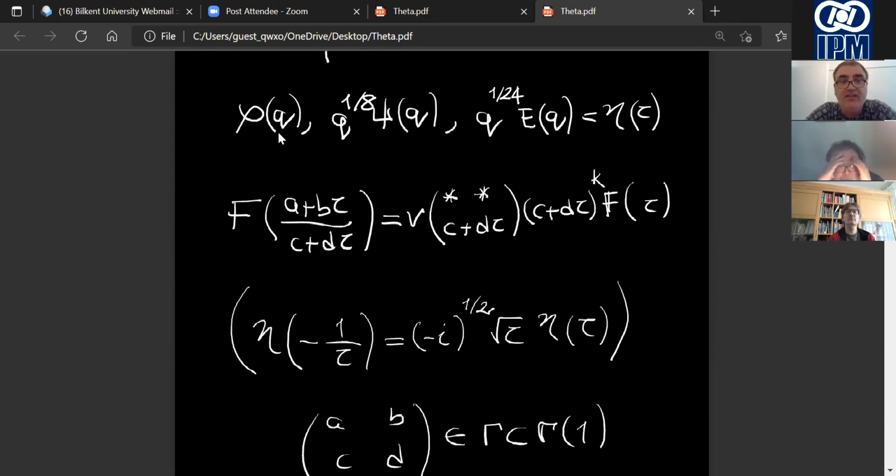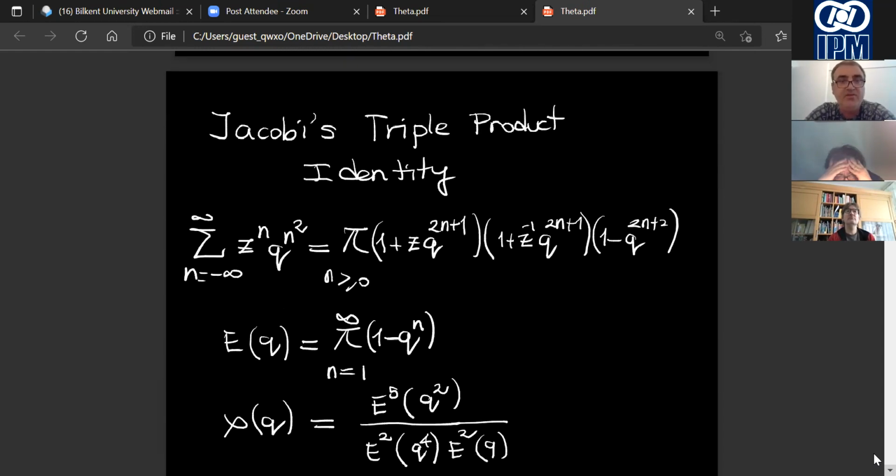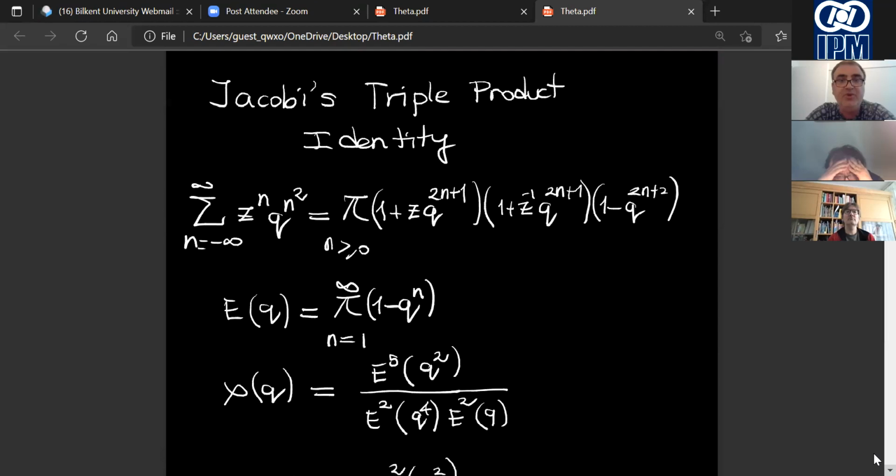We can also look at classical theta functions with arguments, say minus q or q squared or powers of q. They are all going to be modular functions. Each theta function has an infinite product representation, which follows from a general identity due to Jacobi, which we call Jacobi's triple product identity. The simplest representation is for the eta function, E of q.